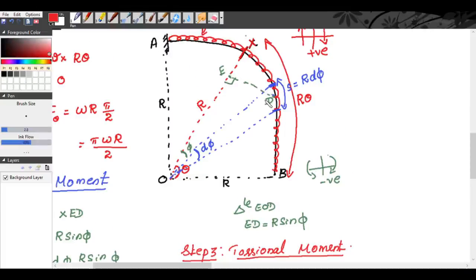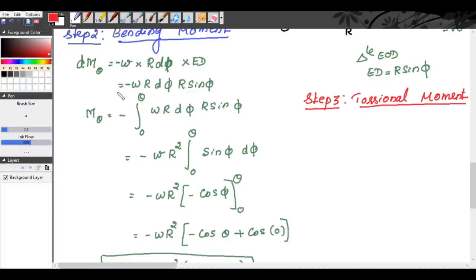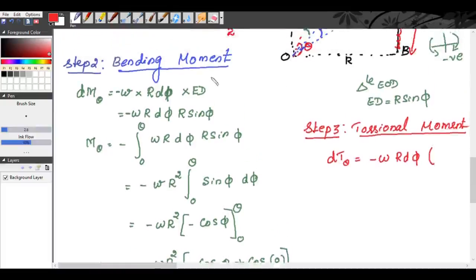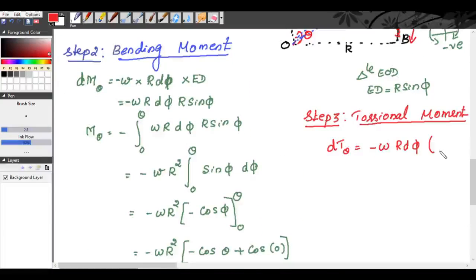So the torsional moment is the load on this smaller strip multiplied by Ex, this distance Ex. Similar to our bending moment, the torsional moment dT theta will be equal to minus W R d phi. This is our load multiplied by, instead of ED, the torsional moment arm Ex.